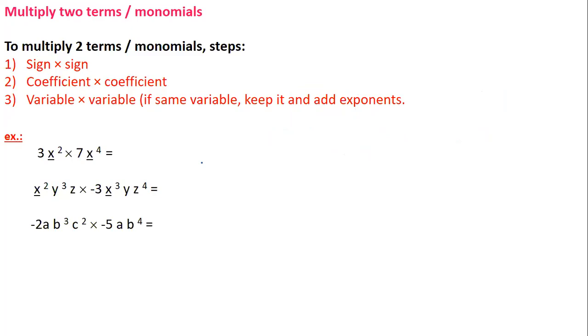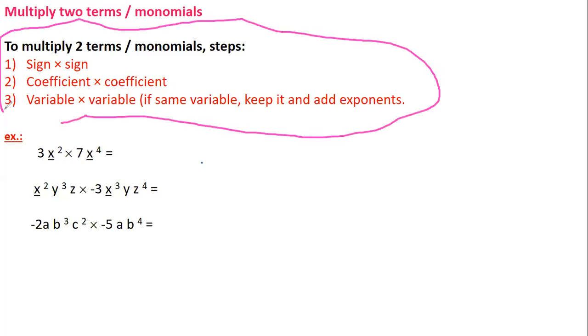Okay, so after knowing how we multiply signs, how we multiply coefficients, and how we multiply variables, now this is the rule of multiplying two monomials. To multiply two monomials, we should know the following rule. This is the rule I am putting in a box. We must always remember and memorize it. This is how we multiply two monomials.